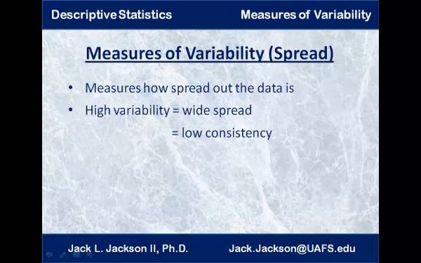When we're measuring variability, we're measuring the amount of spread or variation that a data set has. Of course, the opposite of variation is consistency. So if it's highly variable, it's widespread and low consistency. Low variability would be a narrow spread and highly consistent. So when we want to measure how far spread out the data is, those are called measures of variability or spread.